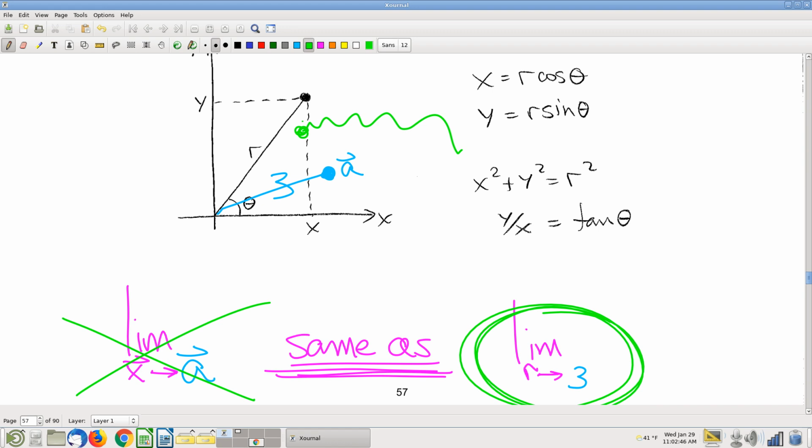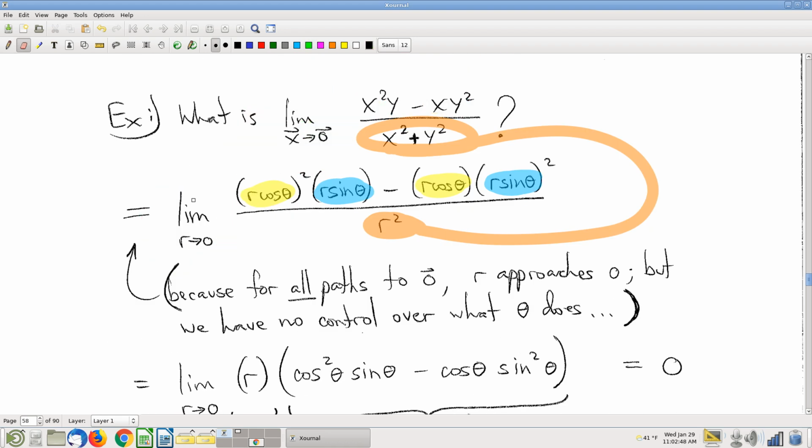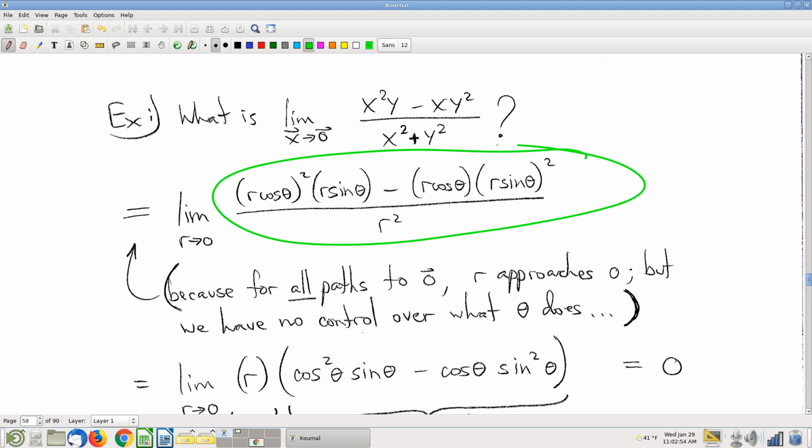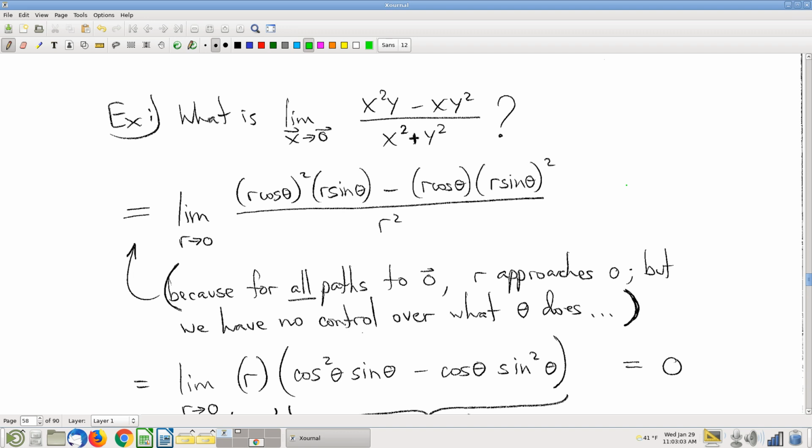Okay, so we've got a good news, bad news situation here. The good news is we've gotten rid of the multivariable limit. The bad news is we've introduced a bunch of trig. So that's not necessarily good news.